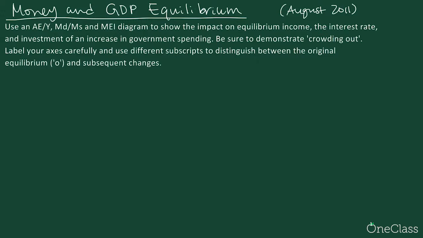So for this question, you should remember that crowding out occurs when an increase in government spending increases the interest rate, which tends to decrease the amount of private investment.